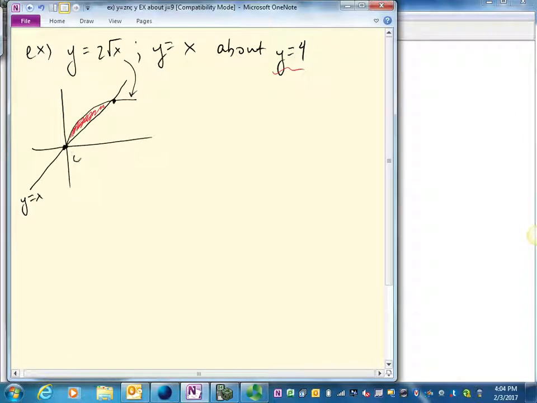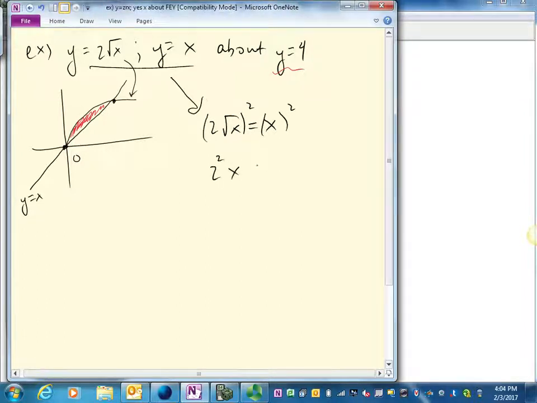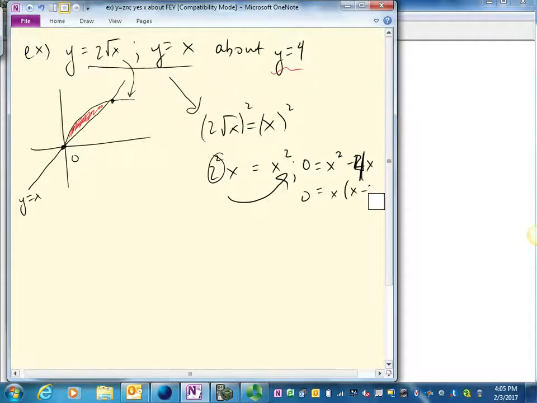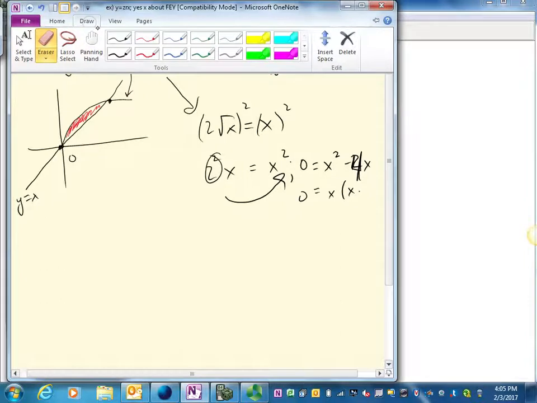I can see the first point. The first point is at 0. To find the second point, really, and the first point, I'm going to set my two functions equal to each other. So 2 radical x equals x. I'll square both sides. 2 squared x is equal to x squared. Getting everything on one side, then I get 0 equals x squared minus 2x. Factor the x out. X minus, oh, that should be a 4, right? 2 squared, this is a 4. So I get x squared minus 4x, or sorry, x times x minus 4, not x minus 2.